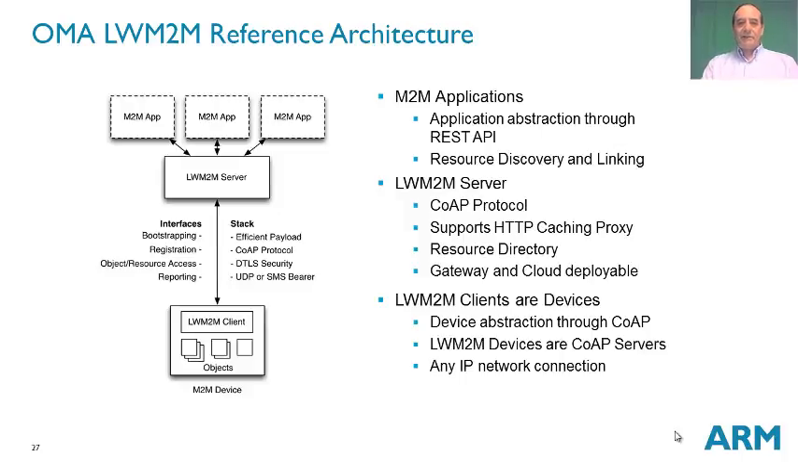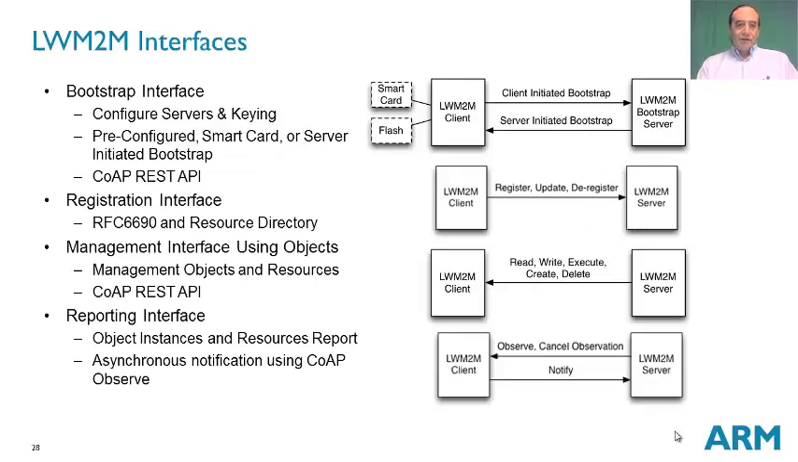So Lightweight M2M uses CoAP to provide a REST API between applications and the client, and it provides a number of interfaces that are helpful in overall managing M2M applications. The Bootstrap interface provides a way for a new client to bootstrap itself onto a network, find out what servers exist, and potentially get new firmware upgrades, and get new security key material in order to operate on the network. So the initial onboarding can be done through the Bootstrap interface.